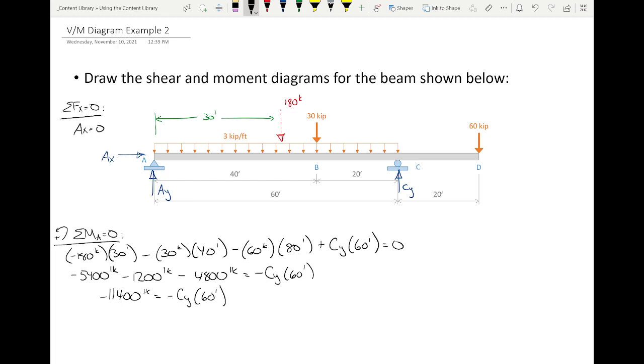So if I divide, I'm going to get a positive answer. I'm going to get CY is positive 190, or 190 kips going up. Like, is that okay? Did I do that too fast, or are we comfortable with that? If I need to stop and go through it, I am more than happy to, because we got plenty of time.